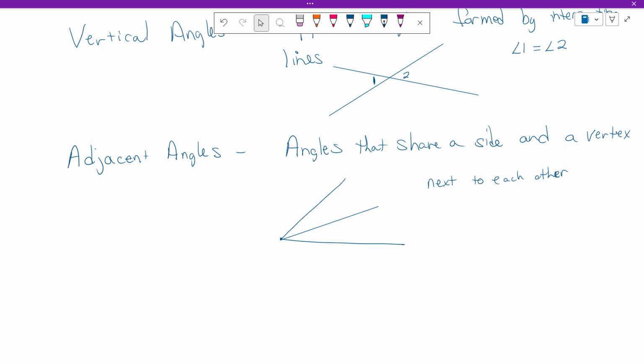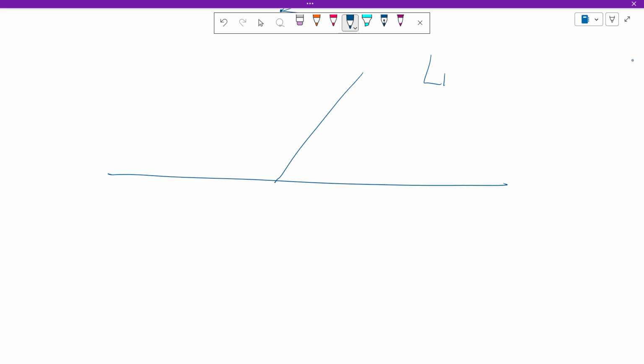Okay, here we go. What's the definition of that? Two angles formed from a straight line and a... So what is it called? Oh, this is a linear pair.